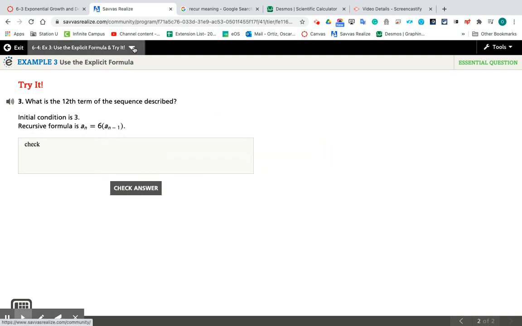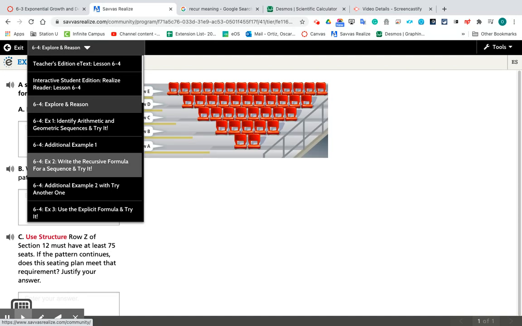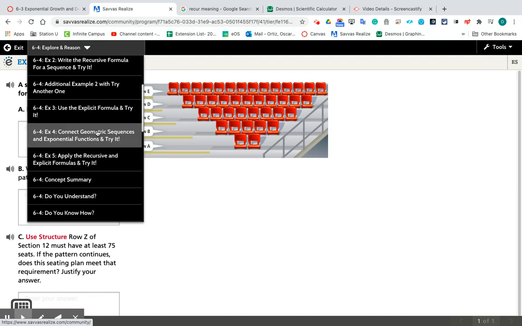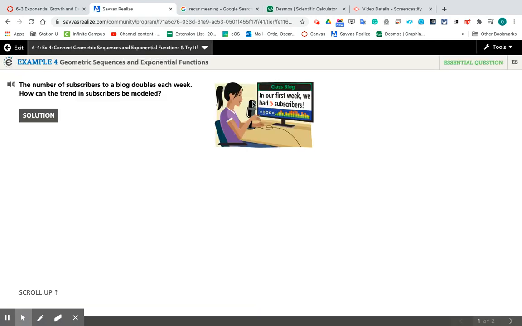I wonder. All right, so our last example is, not that one, sorry, is our example 4. So here it is. What is the connection between geometric sequences and exponential functions? Imagine that there is this class blog that has 5 subscribers and it doubles each week. So how can we describe this by using an exponential model?